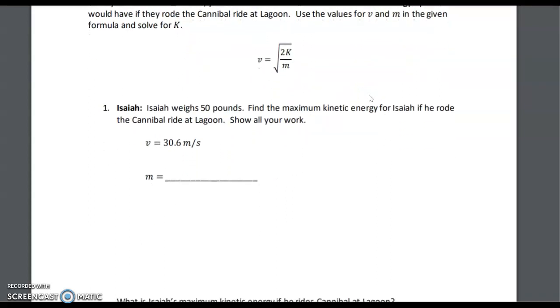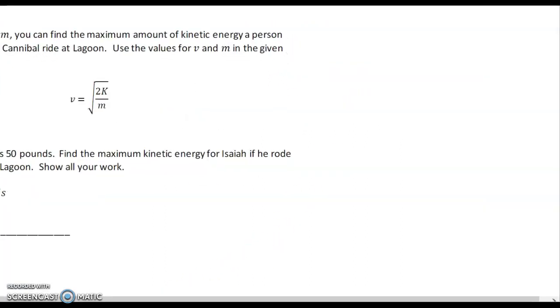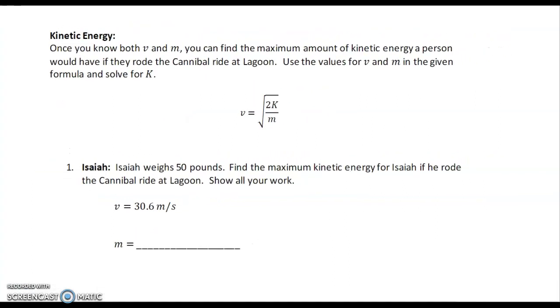Okay, so let's look at this first one together. We have Isaiah, who weighs 50 pounds. First, we need to find his mass, or basically his weight in kilograms. So we can say, okay, 50 pounds. Let's make a fraction: we know that 2.2 pounds is equal to 1 kilogram.